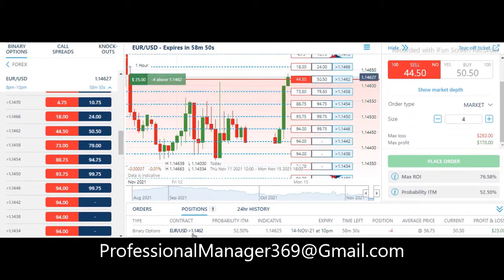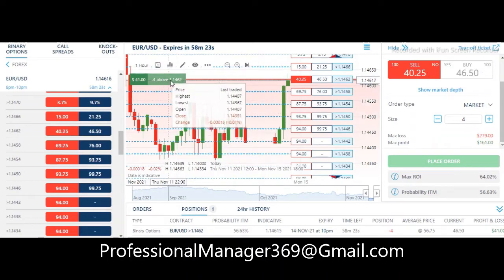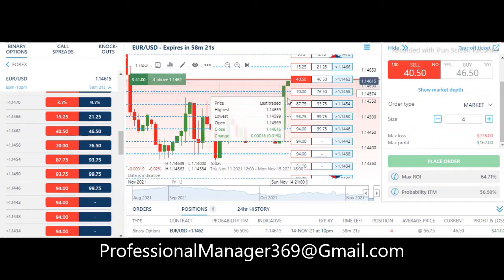Euro USD price 1.14620. That means below this the price will close at 10 p.m. So for expiration 58 minutes time is there. Right now the trade is showing live profit of $18 because the price is coming downside below 1.14620. I have placed this entry at 1.14620. This is my trade entry, so below this the price will close.